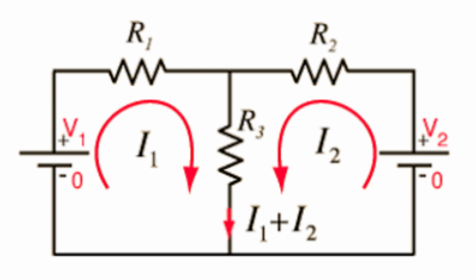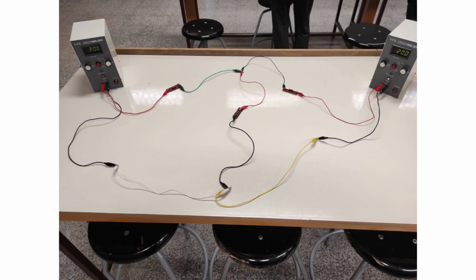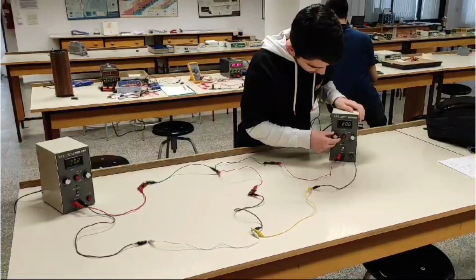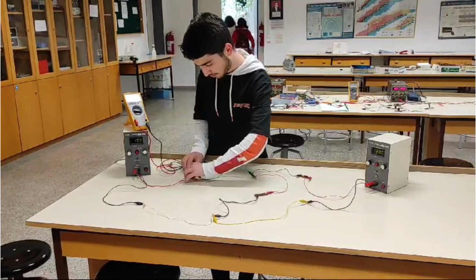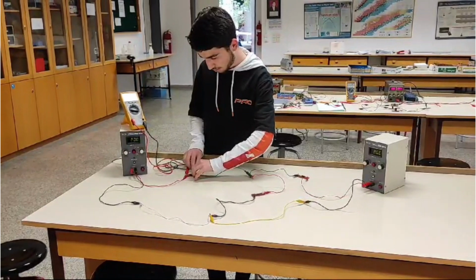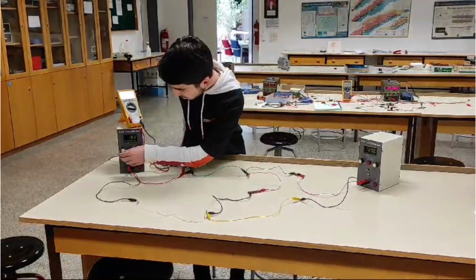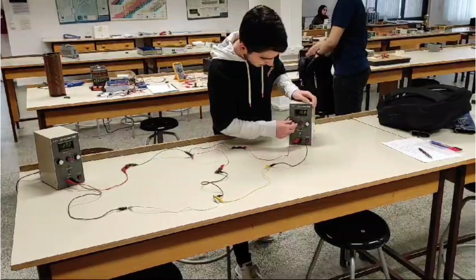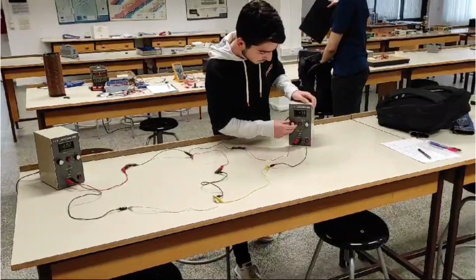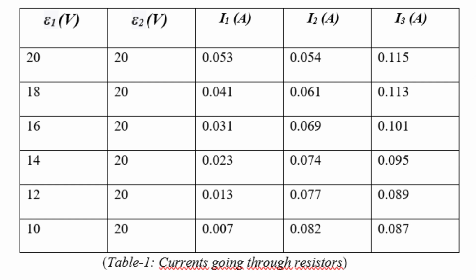As a first step, I connected the circuit elements as you see in the figure. Then I set the DC supplies to 20 volts. Now, in order to calculate the total current at the top junction point, I measured the currents on R1, R2 and R3. By changing the voltage value of one of the DC supplies, I repeated this stage several times and noted the results in table 1.